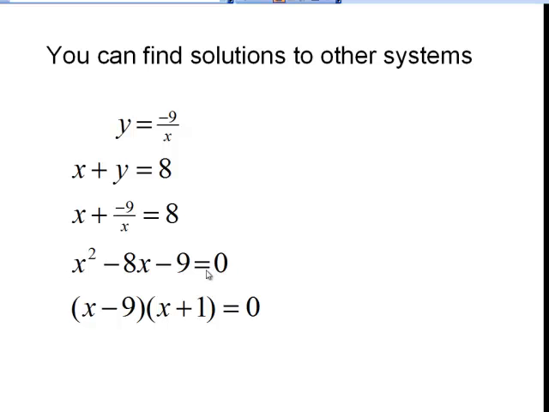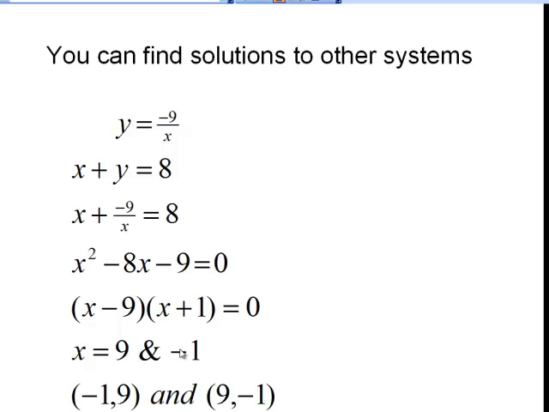Minus 9 plus 1. Solve that. X is 9 and negative 1. And then when you plug in, you can go to either one, but if x is negative 1, negative 9 divided by negative 1 is 9, and if x is 9, negative 9 divided by positive 9 is negative 1. So that's your points of intersection.